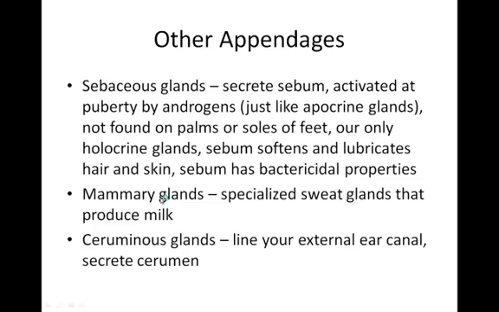On mammary glands. Mammary glands are specialized sweat glands that produce milk. So we'll get to those later on in the second semester. But the mammary glands are located in the breast of both males and females. Ceruminous glands line your external ear canal, and they secrete a product called cerumen, which is earwax. So ceruminous glands secrete cerumen.